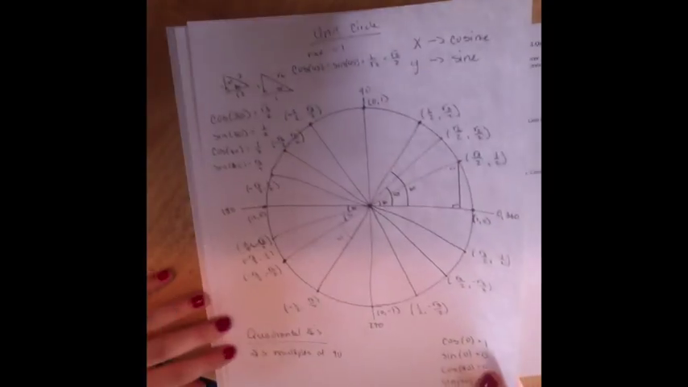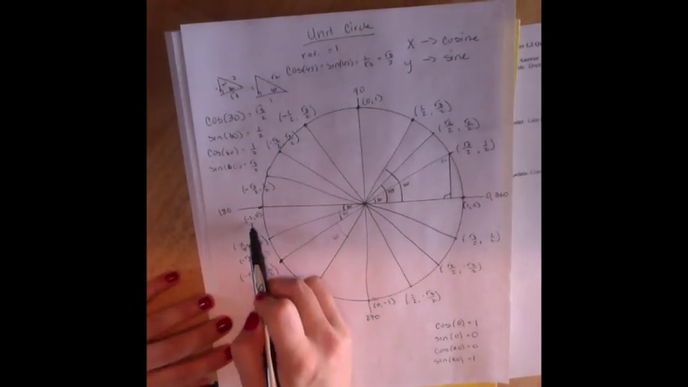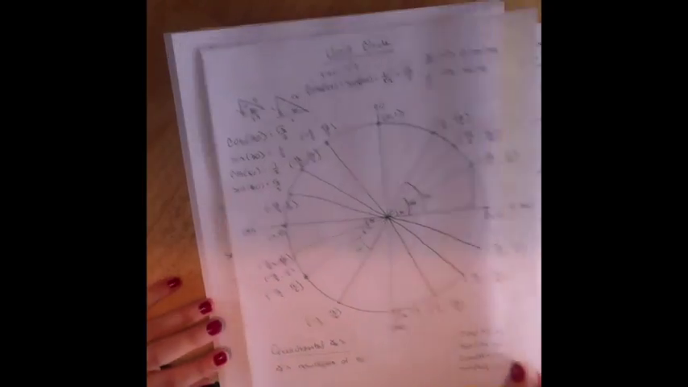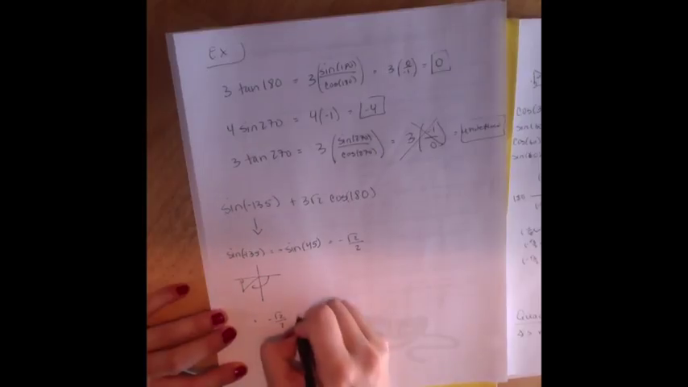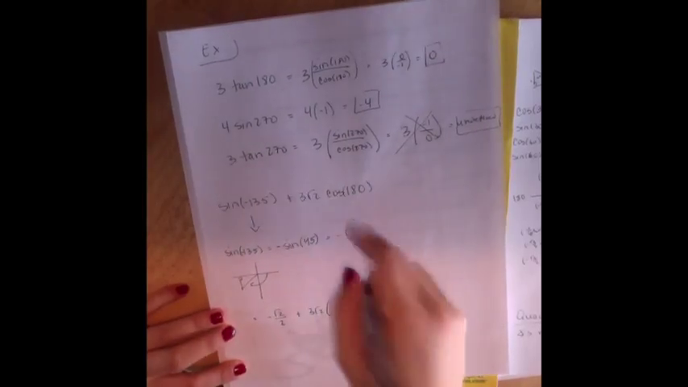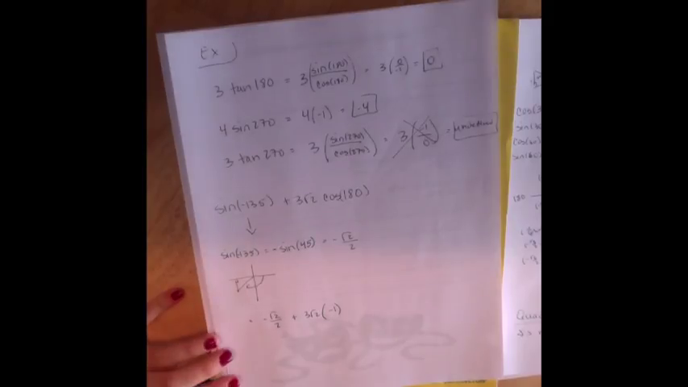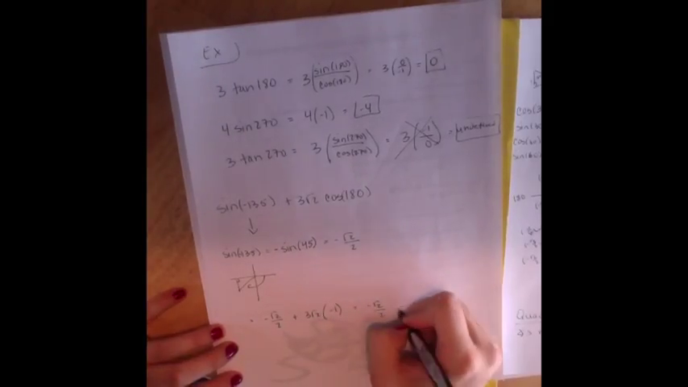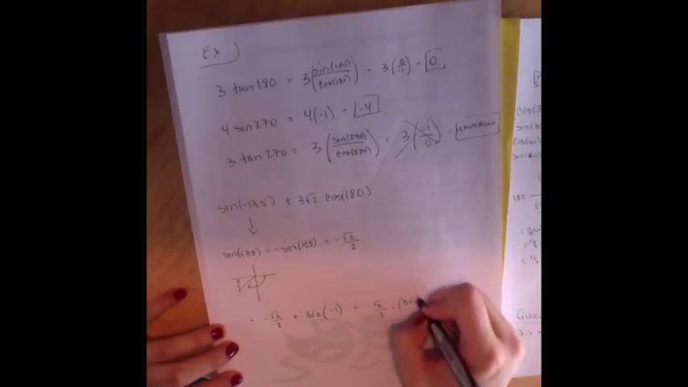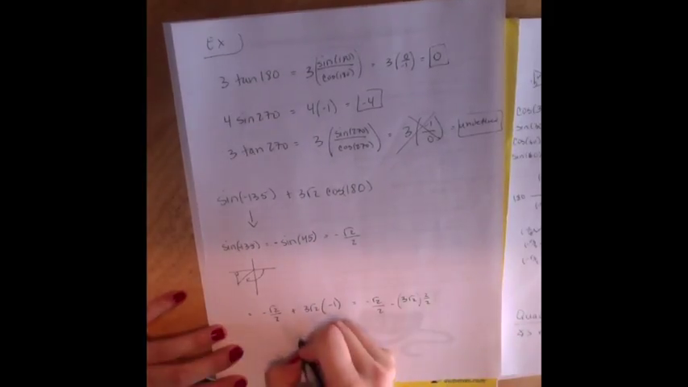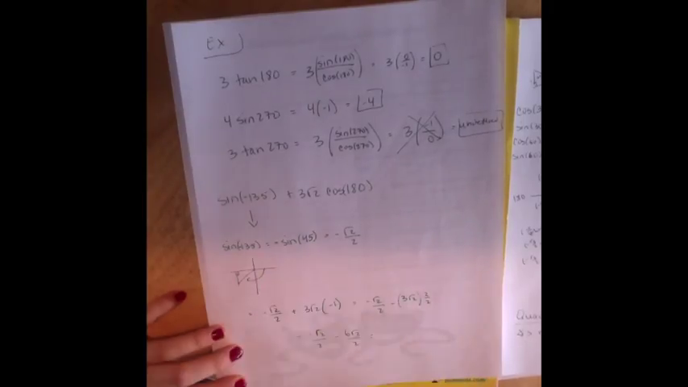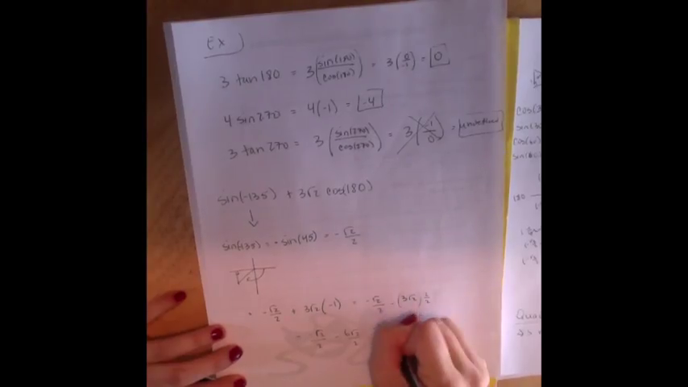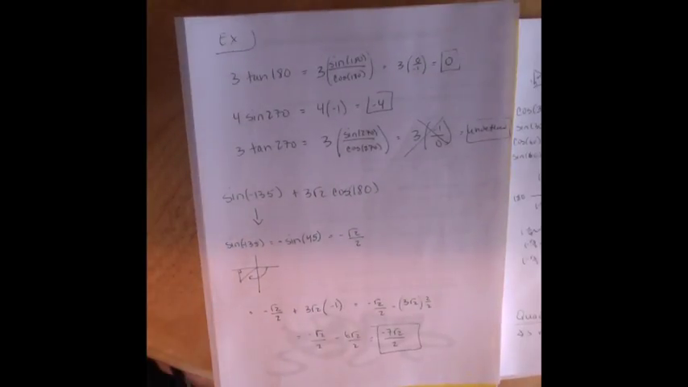Now, let's look at 180. This is 180 here. The cosine of 180 is the x value, which is -1. So, coming all the way down here, I get sine of -135 is negative root 2 over 2 plus 3 root 2 times the cosine of 180 is -1. So, I get negative root 2 over 2 minus 3 root 2. I'm going to multiply this fraction by 2 over 2. So I have negative root 2 over 2 minus 6 root 2 over 2, which gives me -7 root 2 over 2.